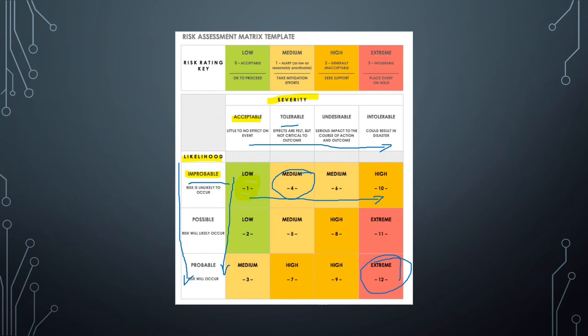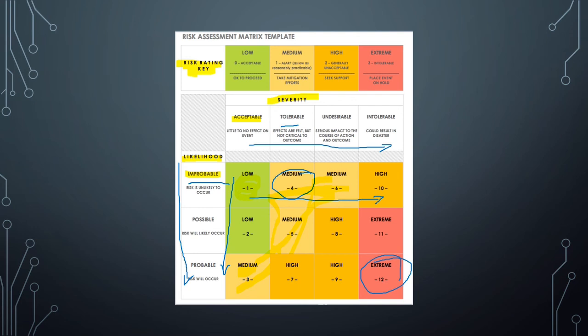Let me switch to my highlighter, our risk rating key. So if a square is green, that means it's a low risk, it's acceptable. If you have a medium risk, so any of these combinations with a 3, 4, or 5 in them, you would need to take mitigation efforts, determine what those are. If the risk is high, so any of these orange squares, you would want to seek support from a superior, your instructor, something like that.